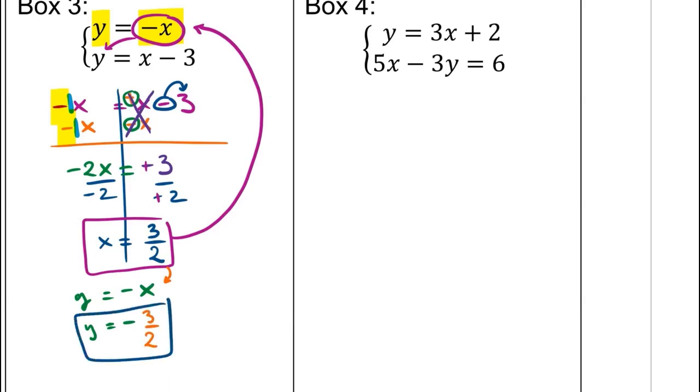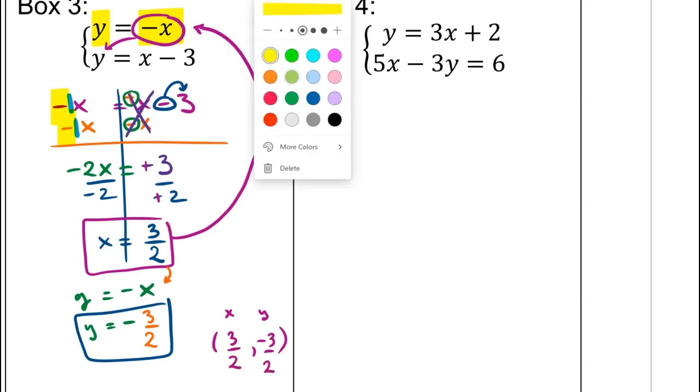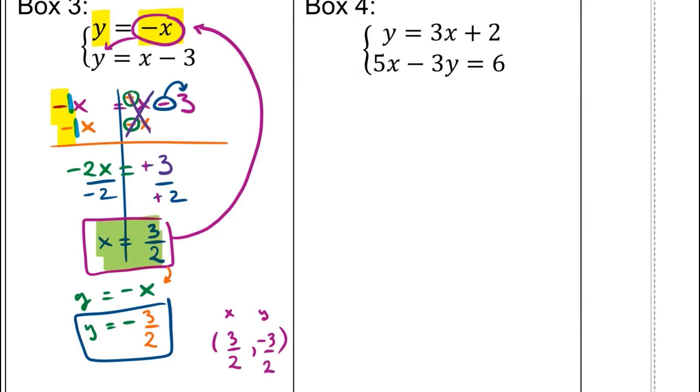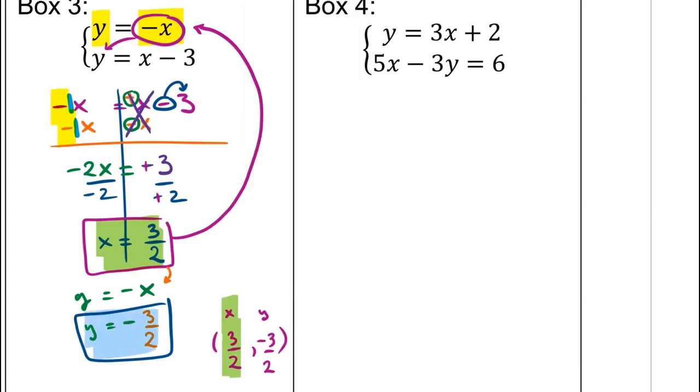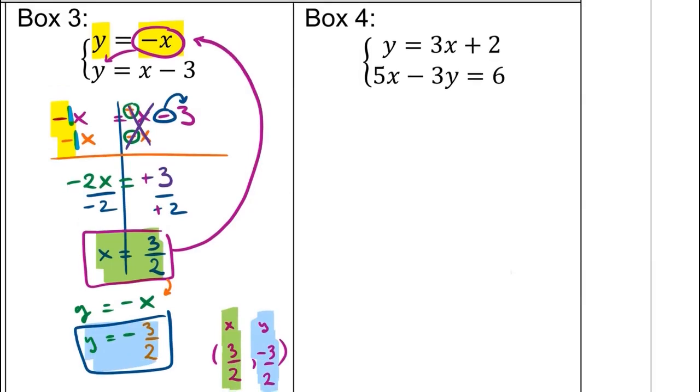Alright, so that's it. But there's one more step. If you know me, you know what I'm going to ask you. Are we done yet? And the answer is not yet. You have to put your answer in an x, y ordered pair, where your x value is positive 3 over 2 and your y value is negative 3 over 2. Okay, I want to make sure you see what I'm writing. This 3 over 2 goes here for the x value. And the other one is y equals negative 3 over 2. Alright, we're heading to the last problem.